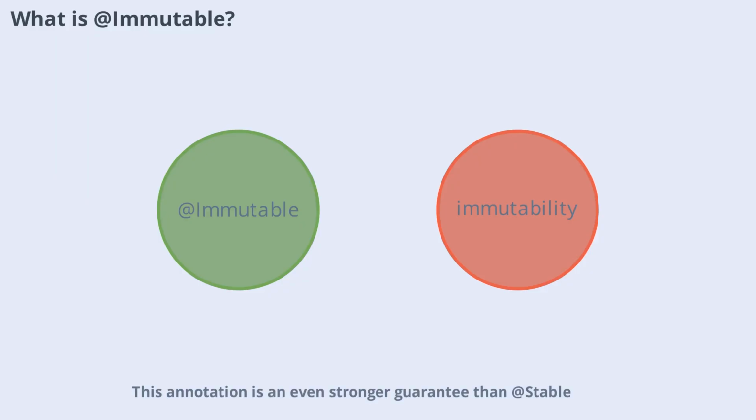Now let's talk about @immutable. This annotation is an even stronger guarantee than @stable. When you mark a class or function as @immutable, you're telling Compose that once an instance is created, none of its properties can ever change. This is perfect for data that should remain constant throughout its lifecycle. By using @immutable, you give Compose the confidence to skip recompositions entirely, unless a new instance is created.